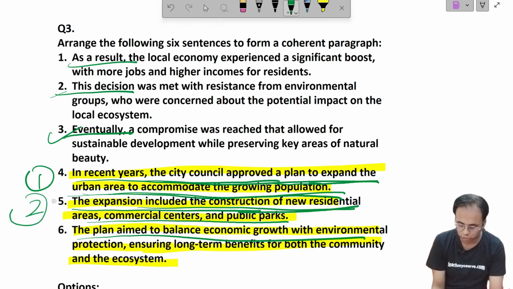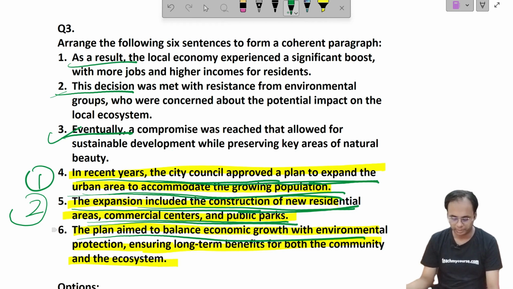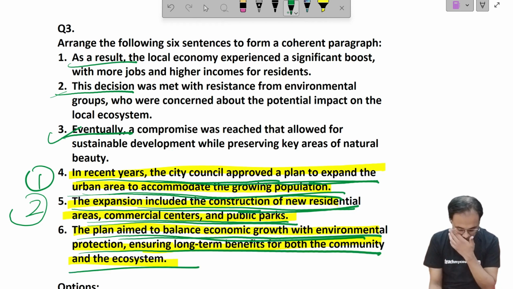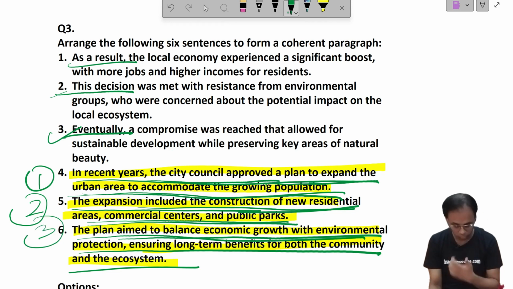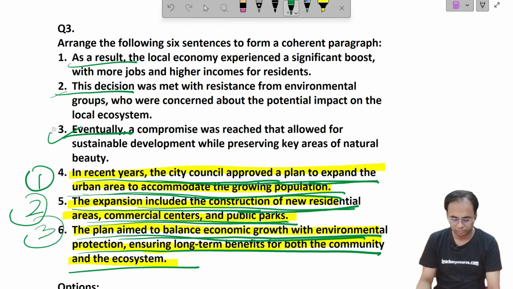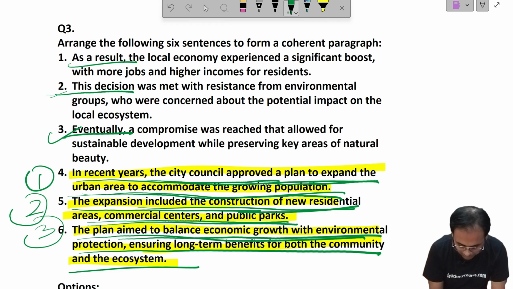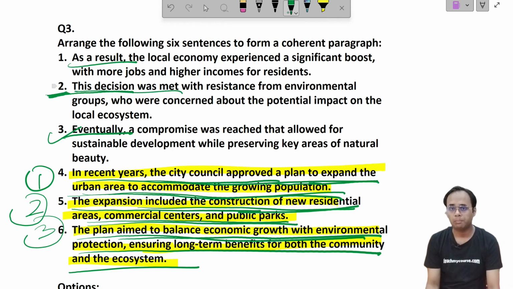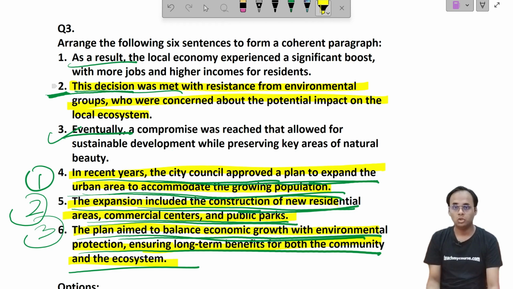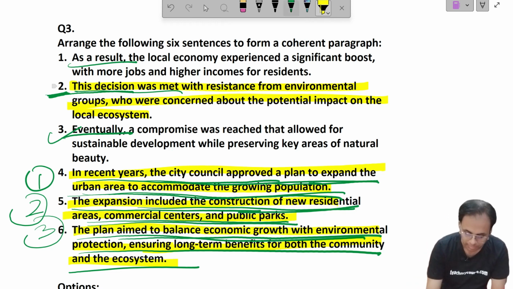The expansion included the construction of new residential areas, commercial centers, and public parks. Then the sixth sentence is also talking about the plan: the plan aimed to balance economic growth with environmental protection, ensuring long-term benefits for both the community and the ecosystem. Now we are left with sentences 1, 2, and 3. The second sentence talks about the decision regarding that policy: this decision was met with resistance from environmental groups who were concerned about the potential impact on the local ecosystem. Now we are talking about its potential impact on the local ecosystem, so this should be the fourth one.